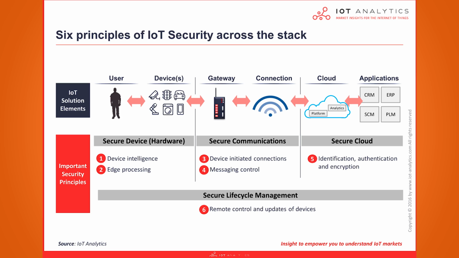IoT security architecture principles on the devices include device intelligence. Effective and secure connectivity must be powered by smart devices. Edge processing means that these smart devices can process data locally before it is sent to the cloud.